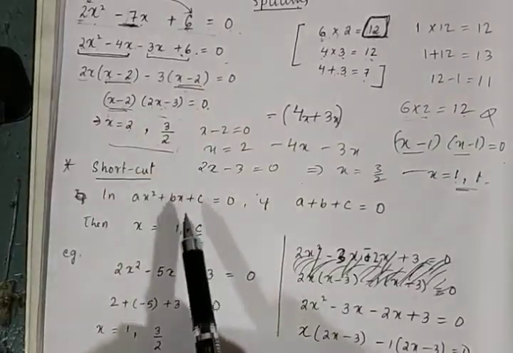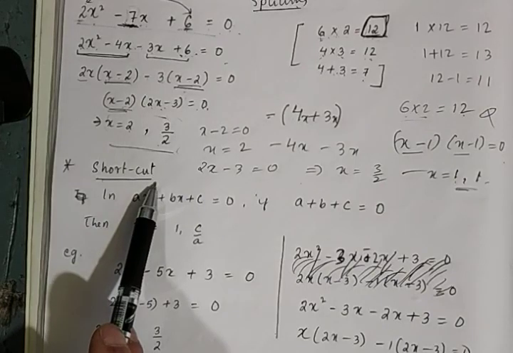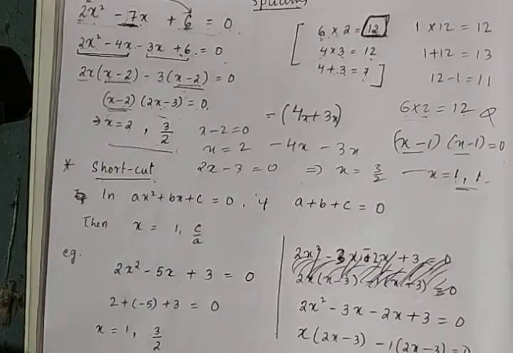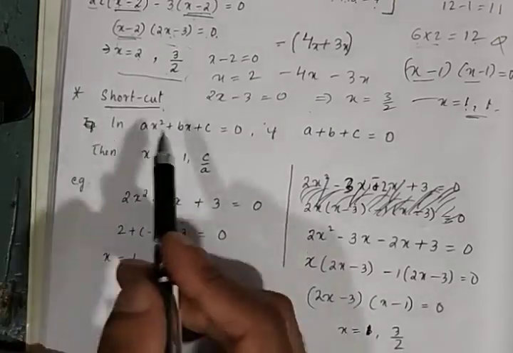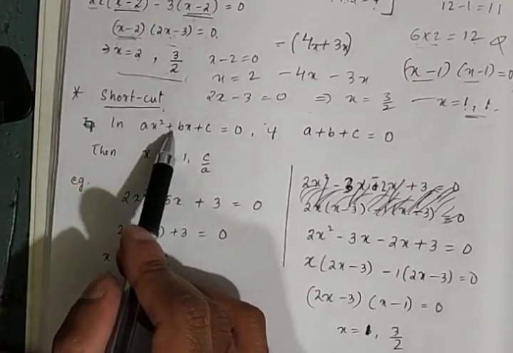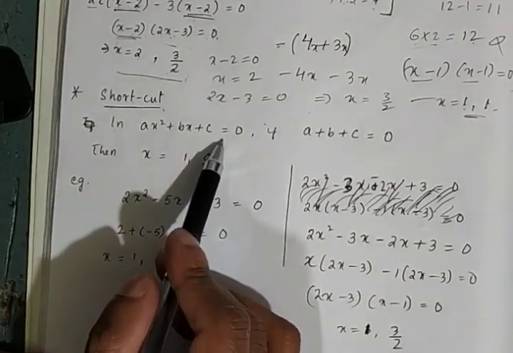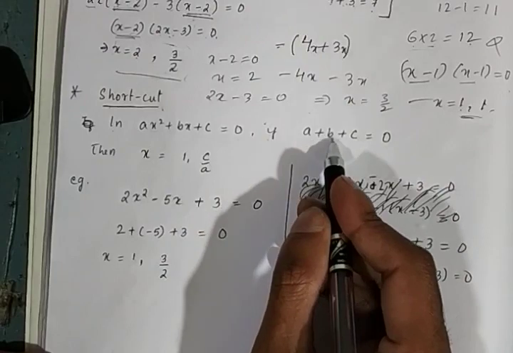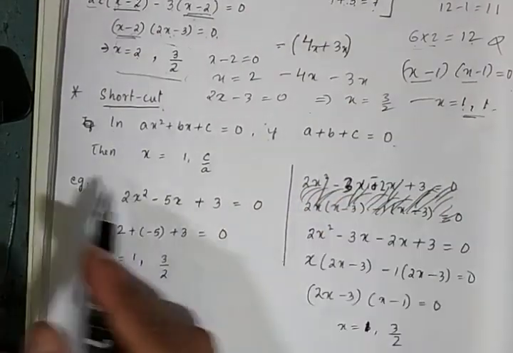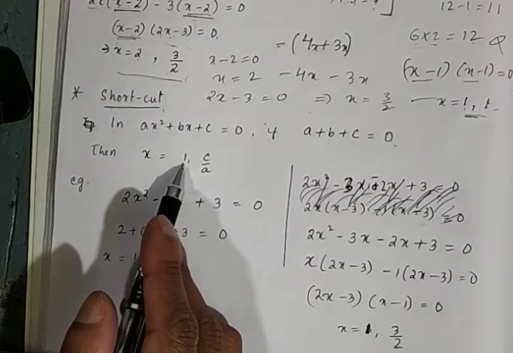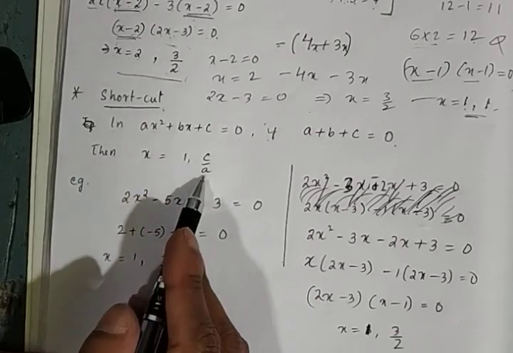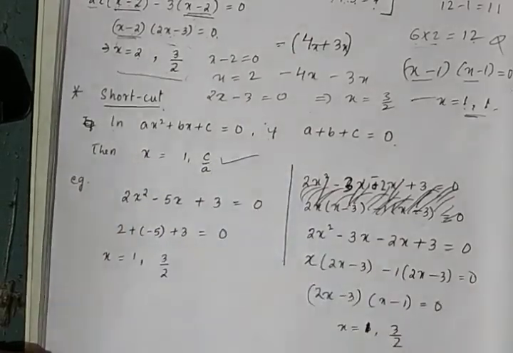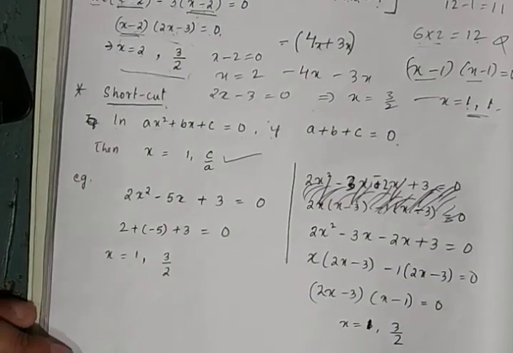Now, there is a shortcut way. Splitting is fine, but a shortcut has limitations. It cannot be applied in all problems, so that's why you have to know the basics. Shortcuts are limited to some specific problems only. Now there is a shortcut based on a condition. In ax square plus bx plus c equal to 0, which is the general form, if a plus b plus c is 0, then one solution of x directly is 1, and the other value of x will be c by a. Just take c by a. This is the shortcut.